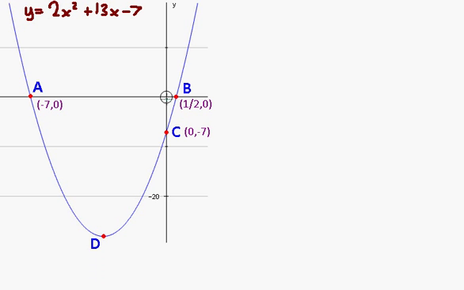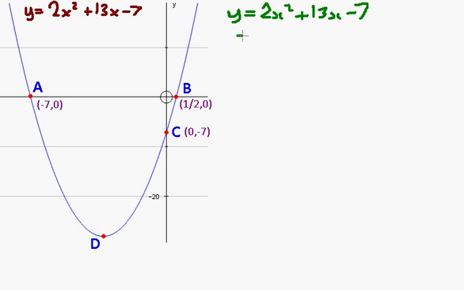Now we're going to find the coordinates of point D. Now D is the vertex, and the way we do that is by completing the square. So I've left completing the square to the end, so I can then show you how to solve it to find A and B. So I'm going to rewrite the equation. Bear with me. y is equal to 2x squared plus 13x minus 7.